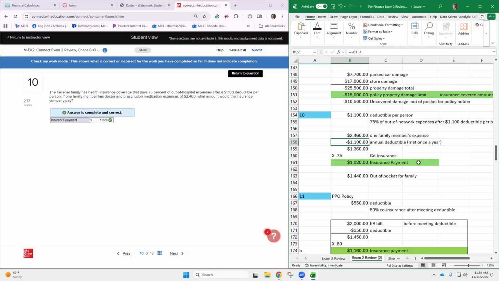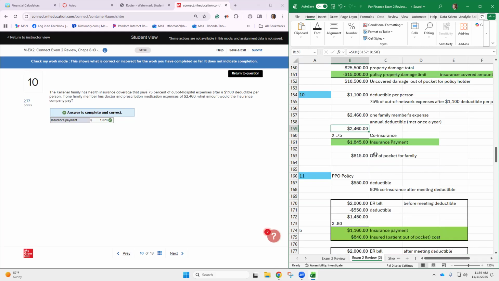Let's say that it was later in the year and they already met their deductible. So you don't subtract the annual deductible once you've met it, because you only have to meet it once a year. That leaves the whole bill times 75%. So now the insurance company is actually going to pay $1,845. That's quite a bit more of the bill once you've met your deductible.